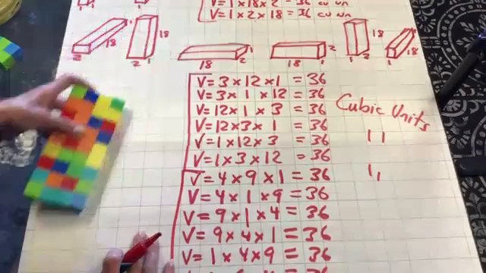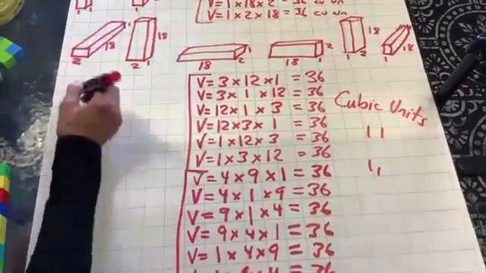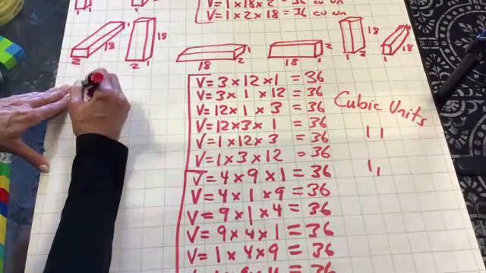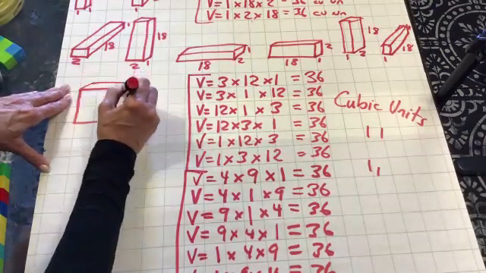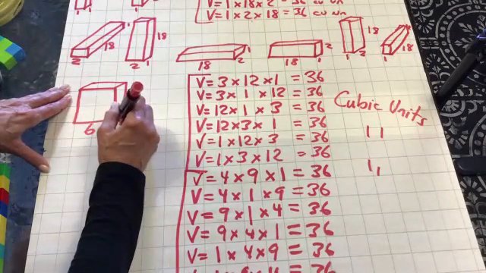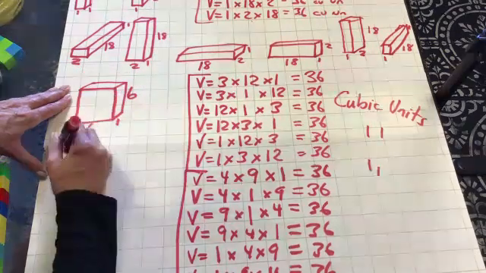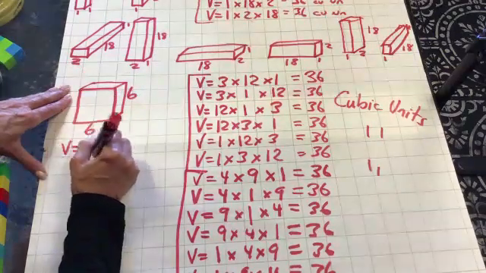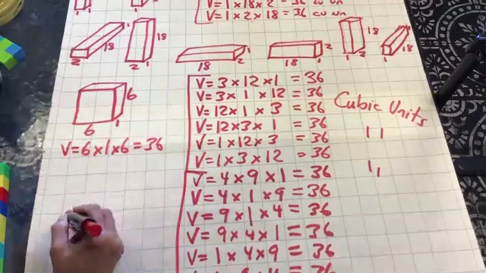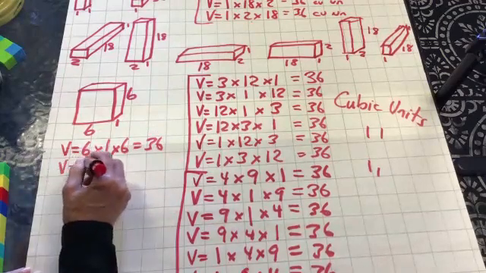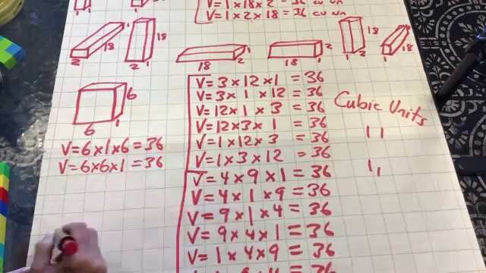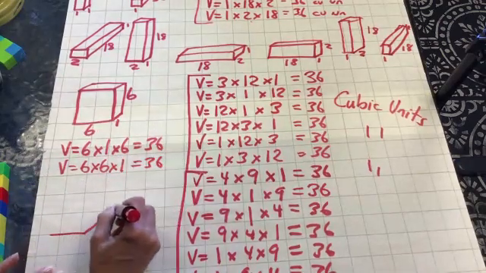Now the last factor family, which I'm not going to show with that, I'm going to draw it. The next factor family would be this, which is going to be really short and simple. So we have 6 by 1 by 6. So that volume would equal 6 times 1 times 6, which equals 36. Another way to draw that would be 6 times 6 times 1 equals 36. So that would be 6 by 6 by 1.